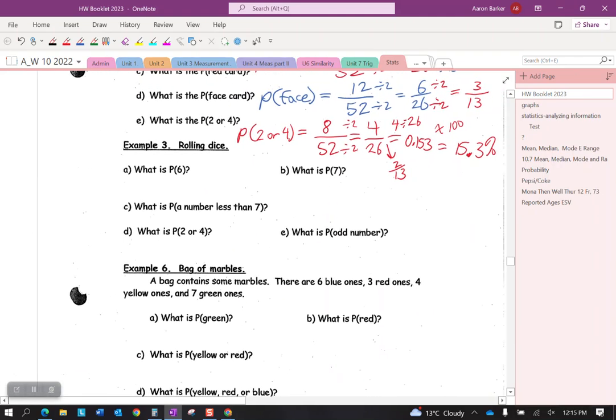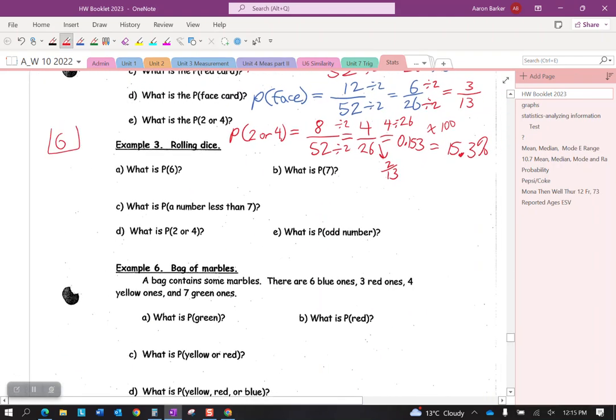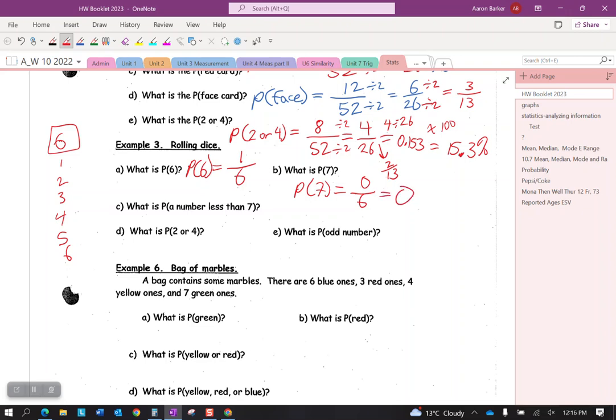Looking at a dice. So for a dice, there's 6 sides. You have a 1, a 2, a 3, a 4, a 5, a 6. So what's the probability of rolling a 6? Probability of 6 equals, there's only 1 on the dice, so it would be 1 over 6. Okay. What's the probability of rolling a 7? How many 7s are on a dice? 0. So there's 0 chance of rolling a 7.